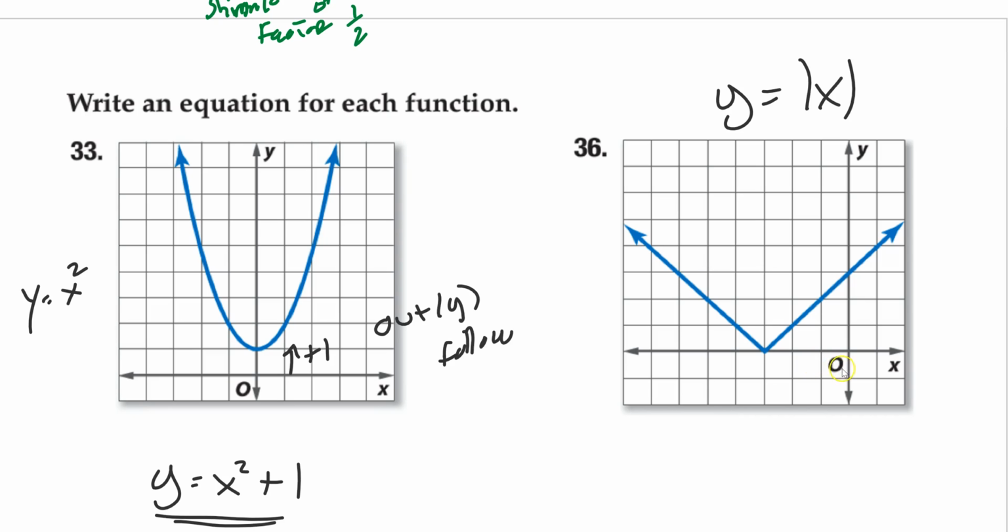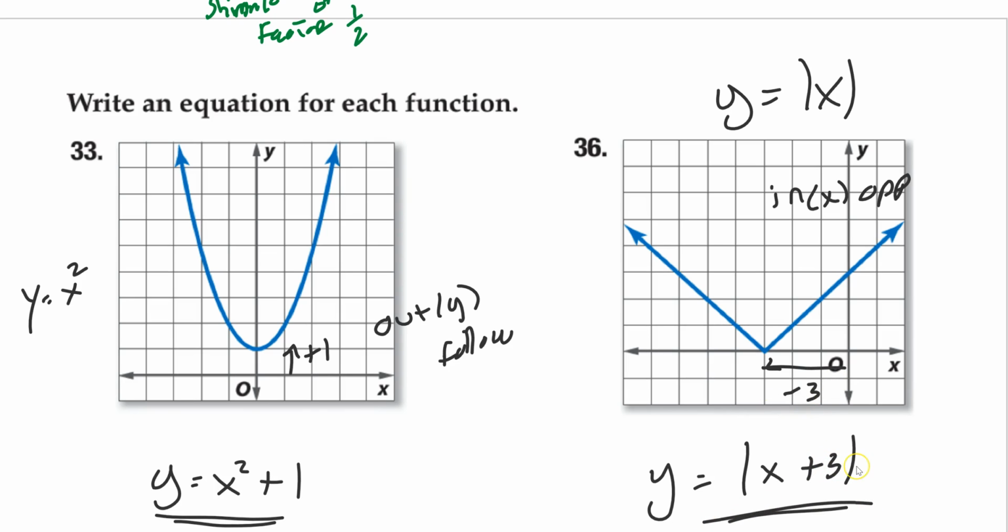But in this case, we're moving it left 3. 1, 2, 3. Yeah, left 3. Now, when we move left and right, that goes on the inside. Inside x, opposite. So we're going to put it inside. Also, we have to make it the opposite. So instead of a -3, we have to put +3 here. And that's what it looks like.